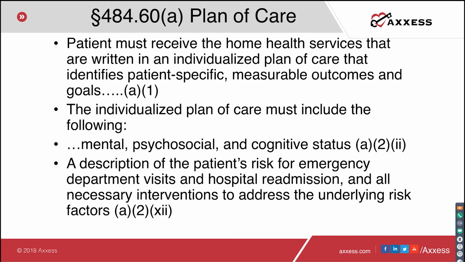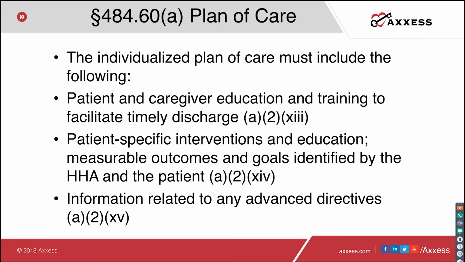All right, I don't see any other questions just now, so we're going to keep moving. We're still talking about our plan of care here. The individualized plan of care must include the following: the patient and caregiver education and training to facilitate a timely discharge, patient-specific interventions and education, and then measurable outcomes and goals identified by the agency and the patient. Again, remember, we're including this patient more. We've tried to find out what their goals are. We want to hear about their care preferences, and now we're seeing that in the plan of care, we have to also identify those goals that the patient identified and make sure that flows on the plan of care as well. Again, you're going to see that in functionality in the agency core product when you get in there and do your assessment as well.